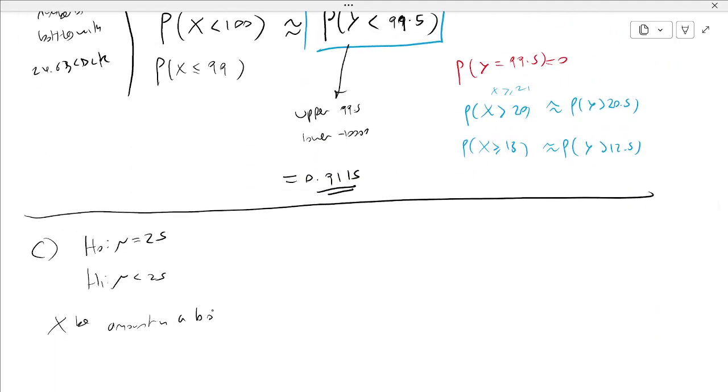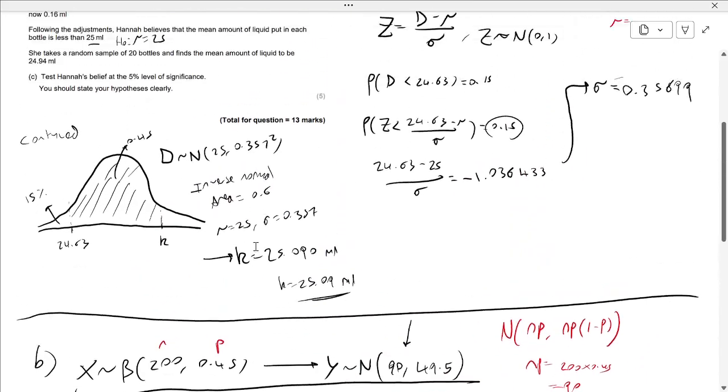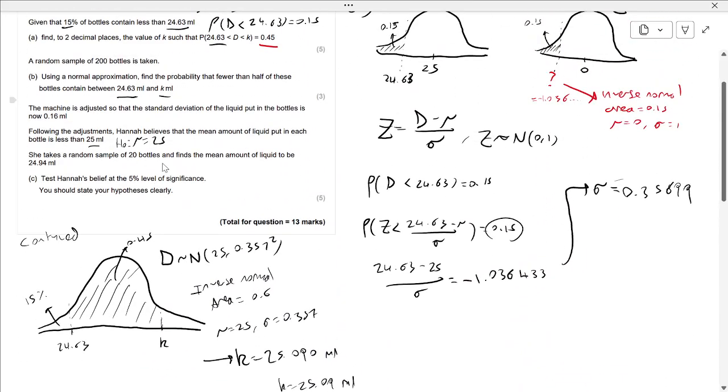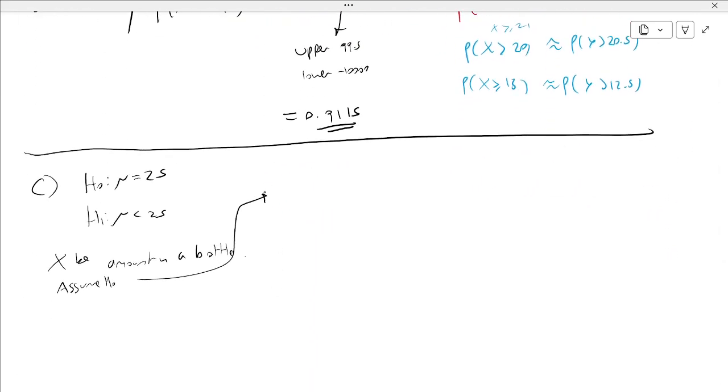So hypothesis testing with a normal, remember, you have to do the sample mean, because what we're doing, we're assuming H0, and what we're interested in actually is the sample average, because what she does for her experiment is she's taking 20 bottles and finds the average of that sample of 20. So remember the formula over here. If X was normal with mu and sigma squared, then the sample average is normal with mean mu and variance sigma squared over n. So in particular, the standard deviation has been divided by the square root of n.